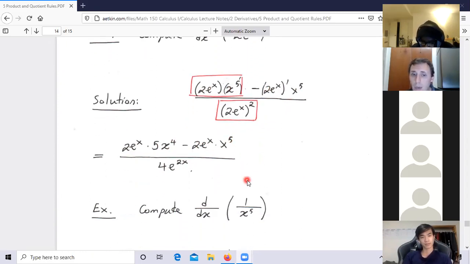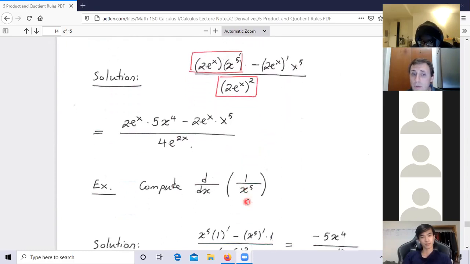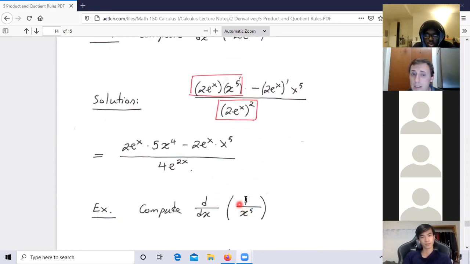Good? And one last question. And this can be solved, of course, 2 ways, guys, right? So what is the derivative of 1 over x to the 5?